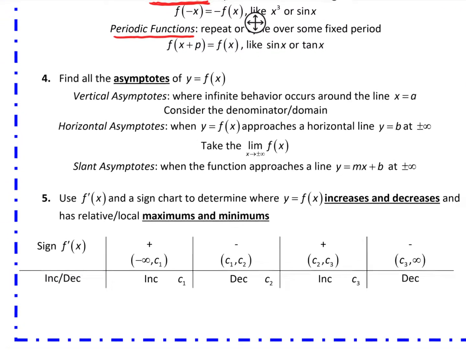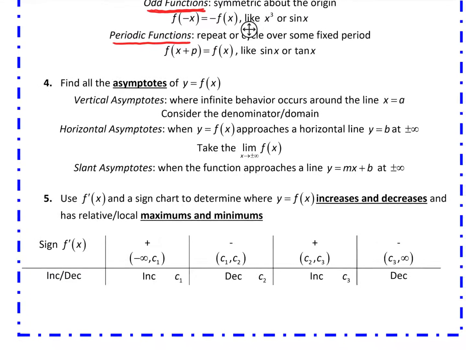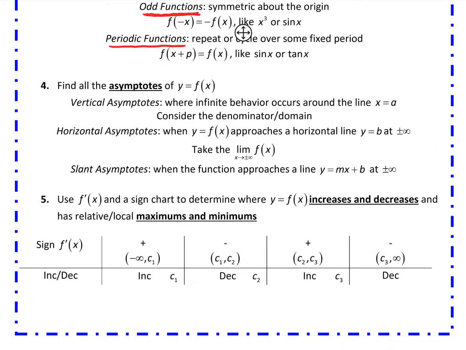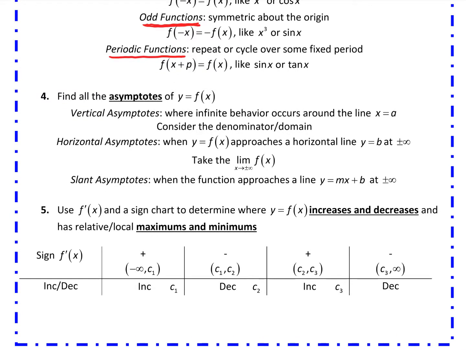So find all of the asymptotes of the function. The next thing we want to do is find all the asymptotes of the function. This goes into vertical asymptotes and horizontal asymptotes. Remember, our vertical asymptotes are the asymptotes where we have infinite behavior around some line x equals a. This is where we're going to be considering the denominator and the domain of the function, and determining where the function approaches infinity or negative infinity, where we have infinite behavior about a vertical line.